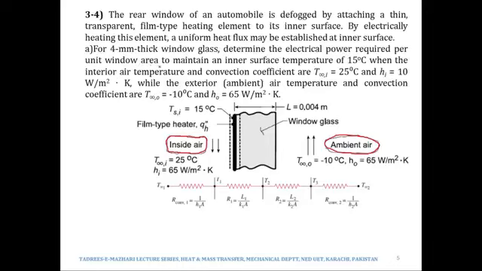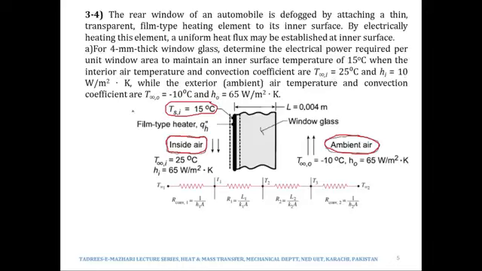So again we would be dealing in flux and not Q, to maintain an inner surface temperature of 15 degrees Celsius. Inner surface temperature means inner surface temperature of the glass, when the interior air temperature and convection coefficient are 25 degrees Celsius. See, over here the interior air is at 25, whereas in the previous problem, since defogging was being achieved by passing hot air, it was at 40 degrees Celsius. But over here we are not achieving the defogging by hot air, so the inside air is at the normal temperature of 25 degrees Celsius.